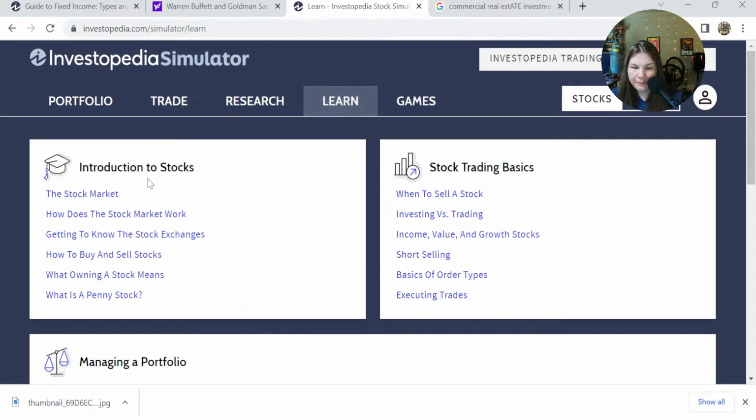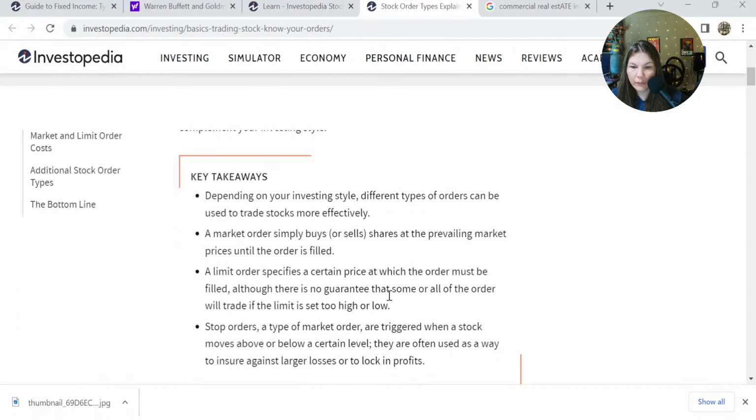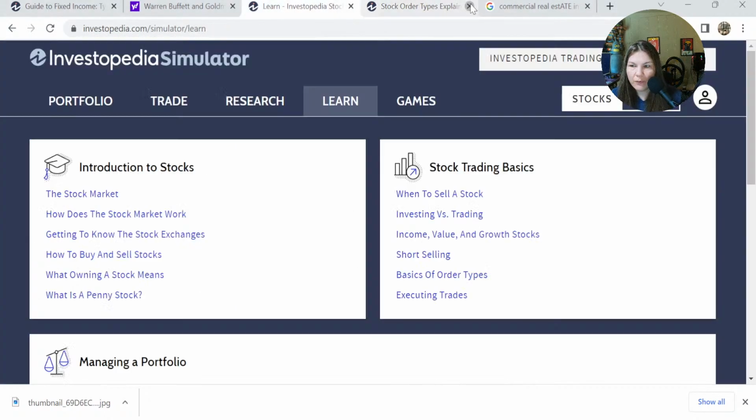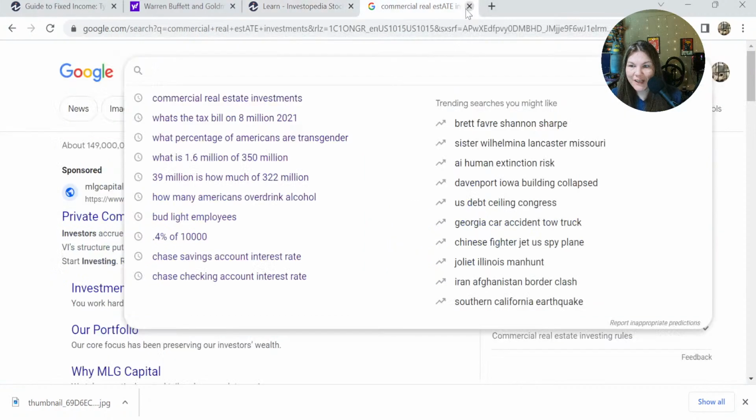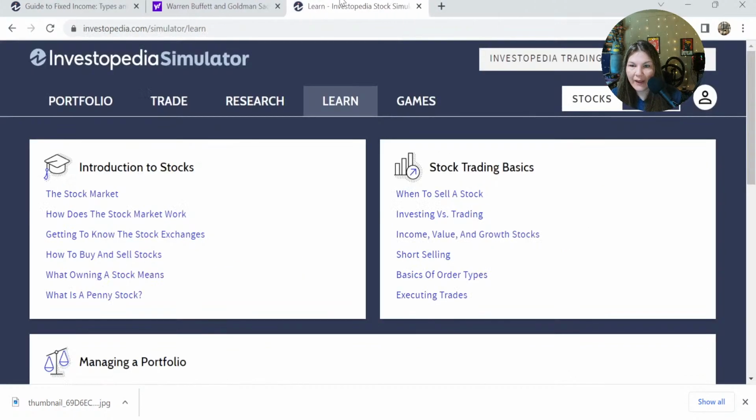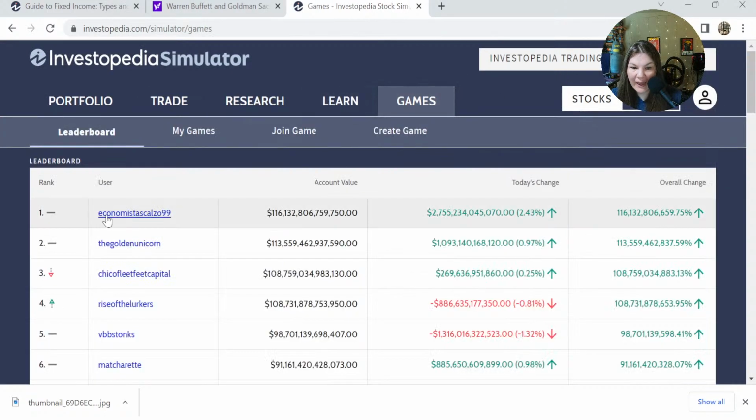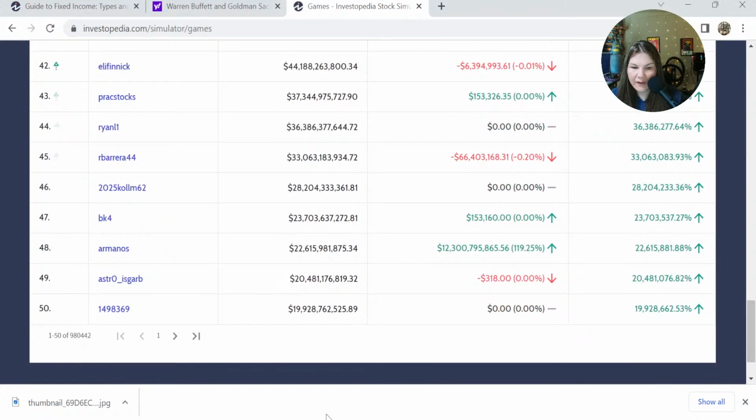You can also learn. Guys, there's so much learning in here, like when to sell a stock, investing versus trading, short selling, the basics of order types. We've gone over order types before. Very, very helpful information in here. So check that out. Get yourself an account at Investopedia right here. This is my account, Squealer D. There's games. Where are we?